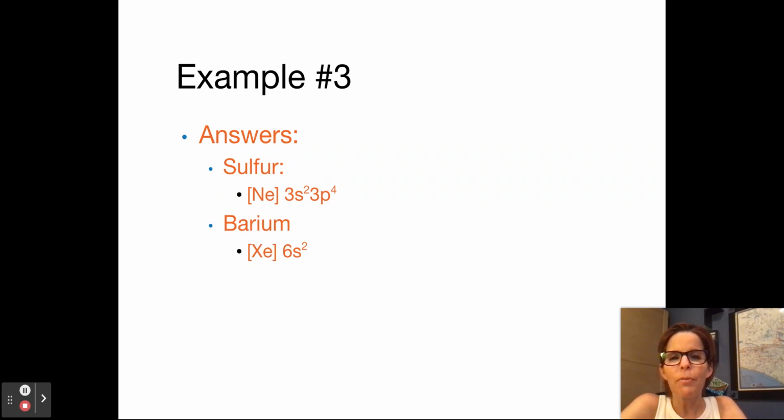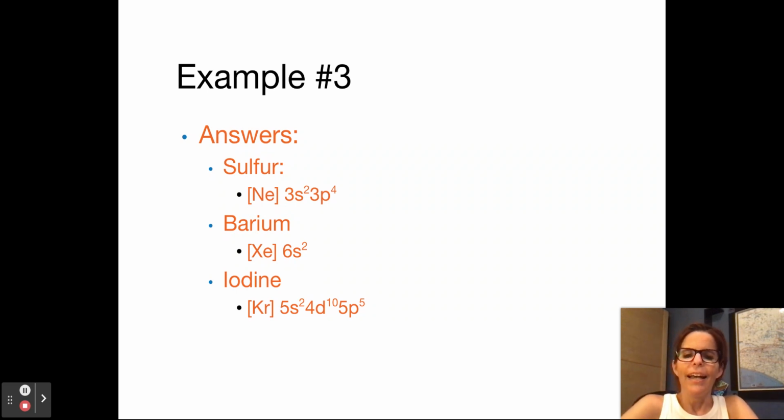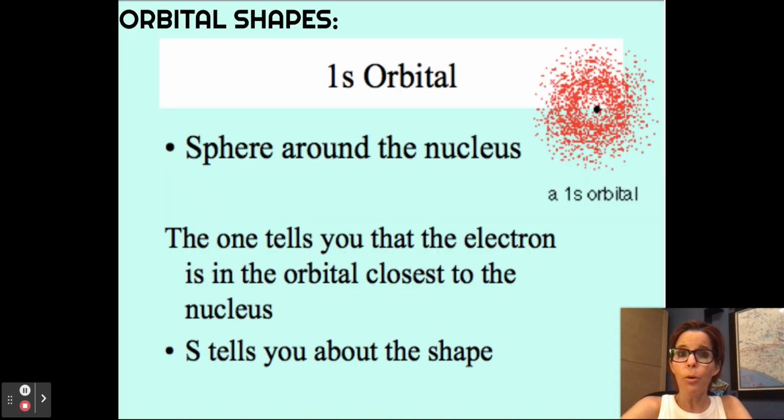For barium, you would have xenon in brackets, and then just 6s2. It's just 2 electrons past xenon. For iodine, you would write krypton. Krypton is the noble gas that came before it. And then you have quite a few: 5s2, 4d10. Ooh, that is a big number. And 5p5. So how many electrons did it have beyond krypton? It had 17 electrons past krypton. Okay, let me know if you have any questions about that.